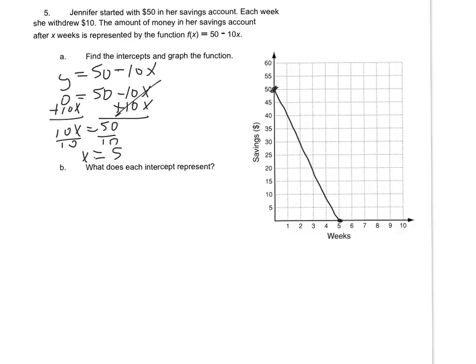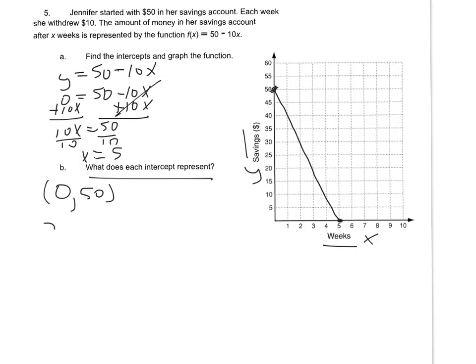all right, we're talking about weeks and savings. So the maximum number of weeks I can go is 5. I can't go any further, otherwise I run out of money. And at 0 weeks, I have $50. So what does each intercept represent? Well, notice the first one is (0, 50). And your x are your weeks. These are your x values, these are your y values.